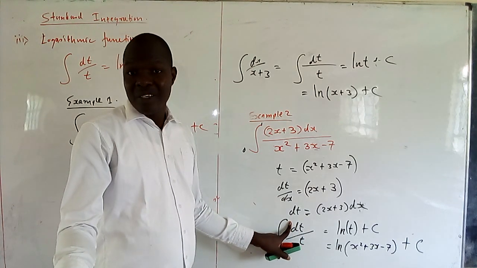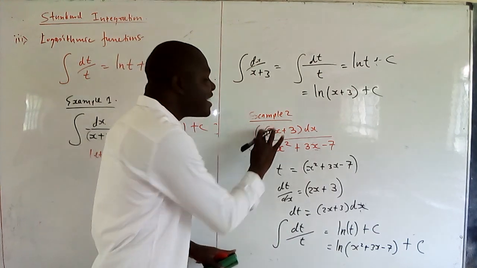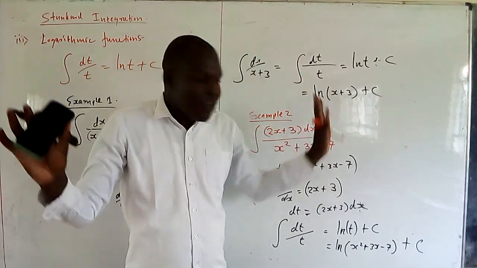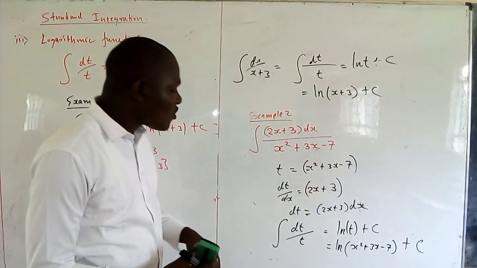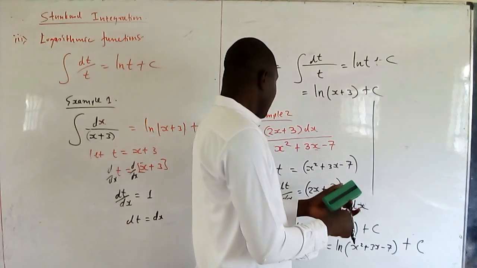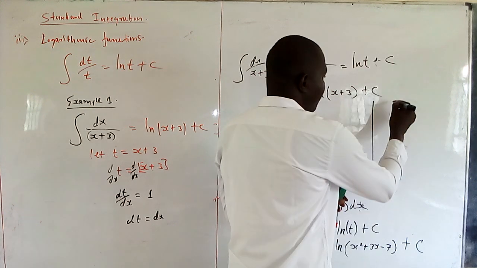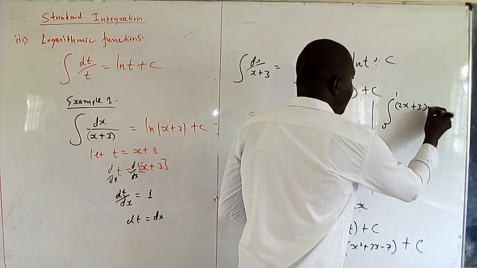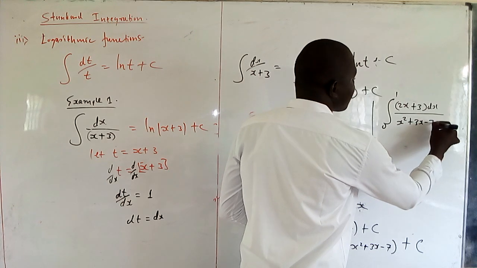Are you seeing? So instead of putting the limits of t, you just do the indefinite integral, the one without limit. You do the indefinite integral until you get the final answer. After getting the final problem to be like this, is when you go back to the equation. So if the equation was like in this case, if the equation was like integrate from 0 to 1, 2x plus 3 dx over x squared plus 3x minus 7.